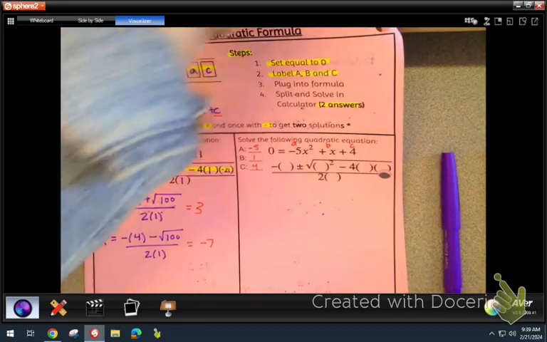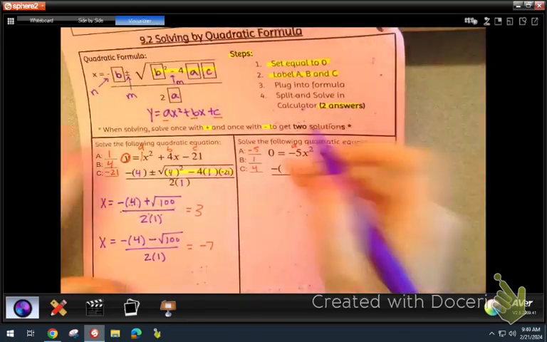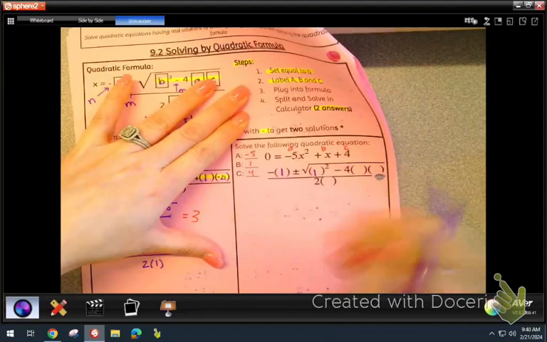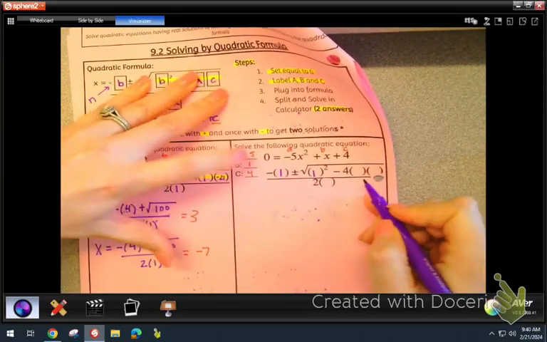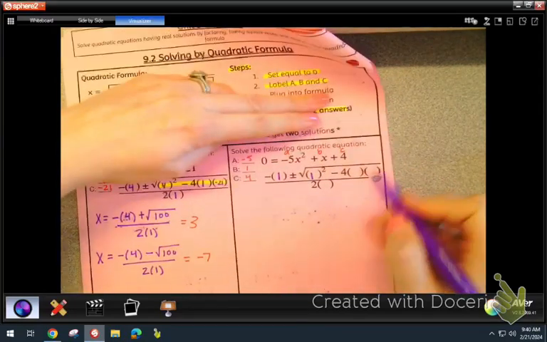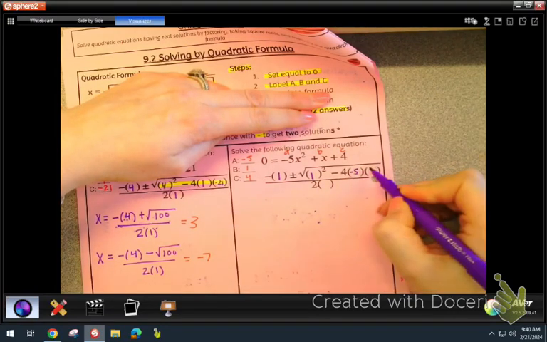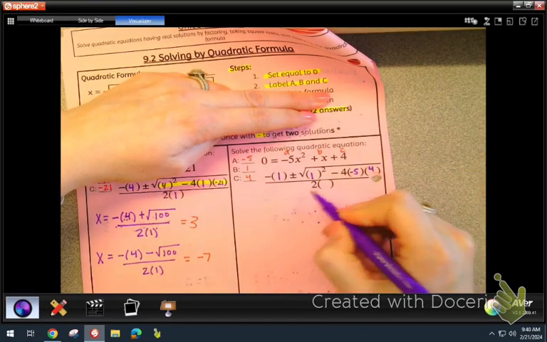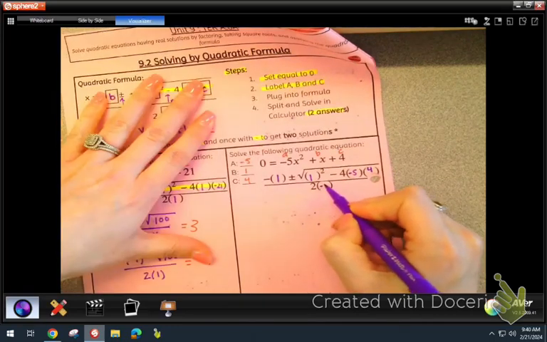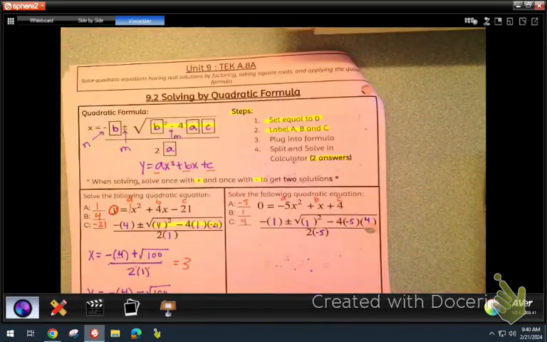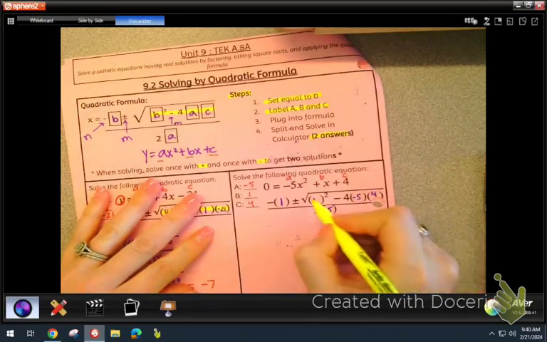So here we go. Negative B, you do all your plug-ins. For our first 2: 1 and 1 minus 4 times A, which is negative 5, times C, which is 4, all over 2 times negative 5. Okay? Again, let's do this part first.